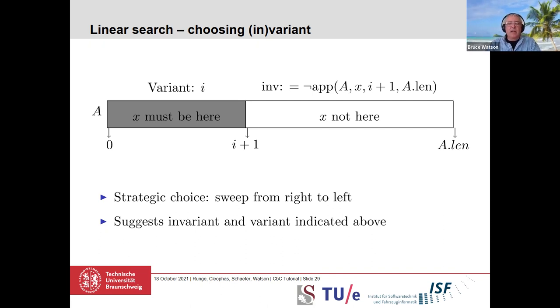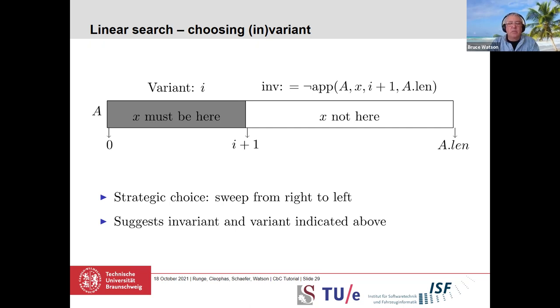So that was a strategic choice to go from right to left. And it has allowed us to very elegantly state the variant and the invariant as well. One more thing, just very briefly about this picture. If you take a look at the index i plus one, that is very, very carefully placed just to the right of the shaded portion.